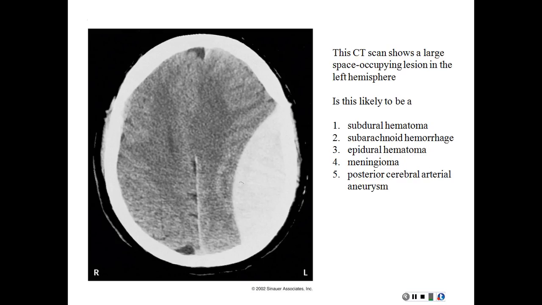An epidural hematoma, these are due to trauma. They occur rapidly within a matter of hours. They can distort the brain, very similar to this. Meningioma is a tumor of the meninges. They take a very long time to develop. And a posterior cerebral aneurysm, well, this is not an aneurysm at all. This is huge, right? So of these, the correct answer is the epidural hematoma.